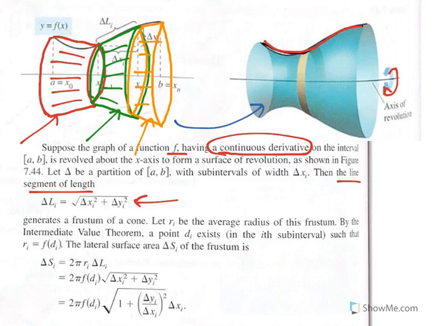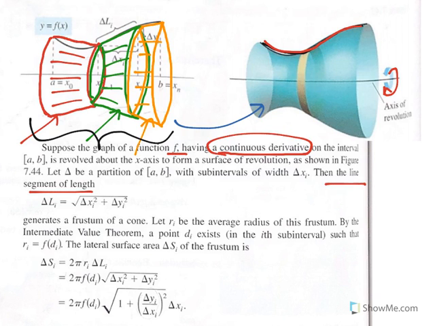So we would like to write a sum for the areas of these lateral surface areas of frustums of right circular cones, and we'd like to manipulate our sum to get a Riemann sum, and then we'd like to take the limit of that Riemann sum as the norm of the partition approaches 0, and that limit, if it exists, will give us a definite integral, which will be the definition of the area of a surface of revolution.